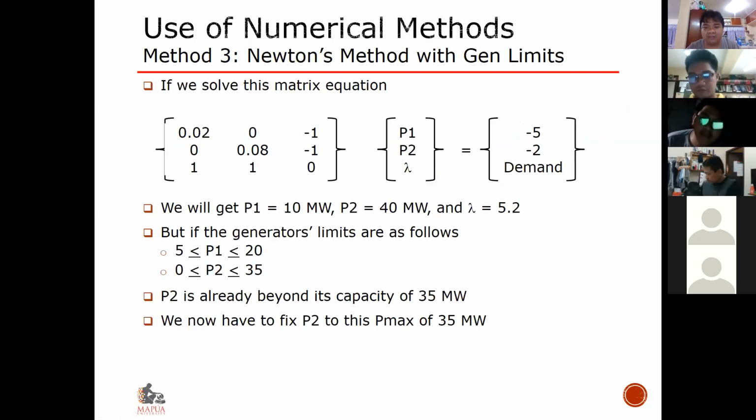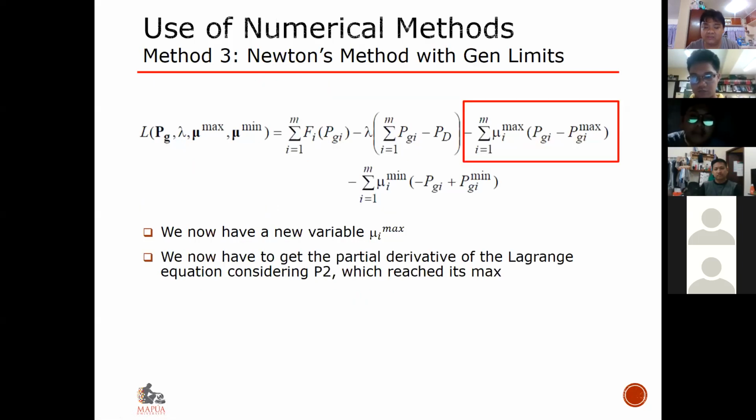Sabi, pagka yung unang problem, di ba, na-solve natin 10 and 40, pero si P2, more than P max niya. 35 lang yung P max ni P2, di ba? So, we have to fix P2 to 35. How do we do that with Newton method?